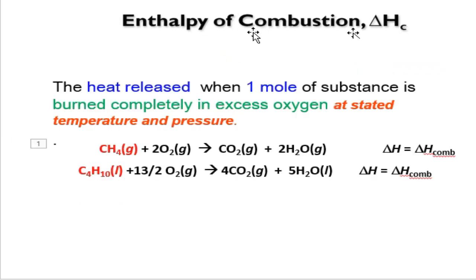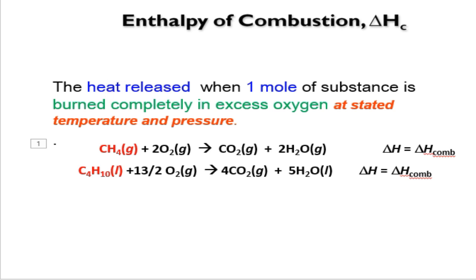Next, enthalpy of combustion. Okay, the triangle symbol means the change of enthalpy of combustion, C. The heat is released, meaning that this reaction is exothermic. So it must have a negative sign. When 1 mole of substance is burned completely in excess oxygen. So meaning that this methane or this propane, both of them are the limiting reactant. Okay, so in this case, this enthalpy of combustion refers to the reactant and is an exothermic reaction because heat is released.